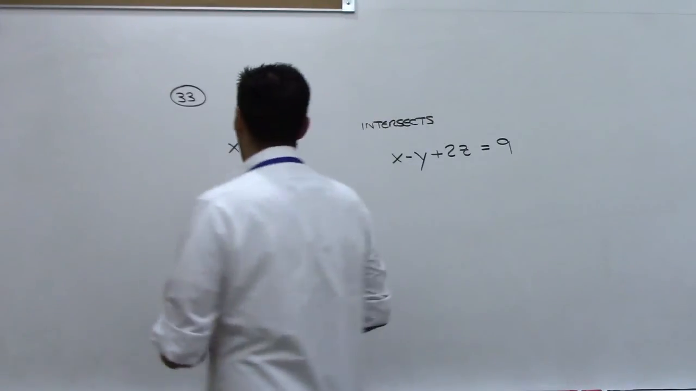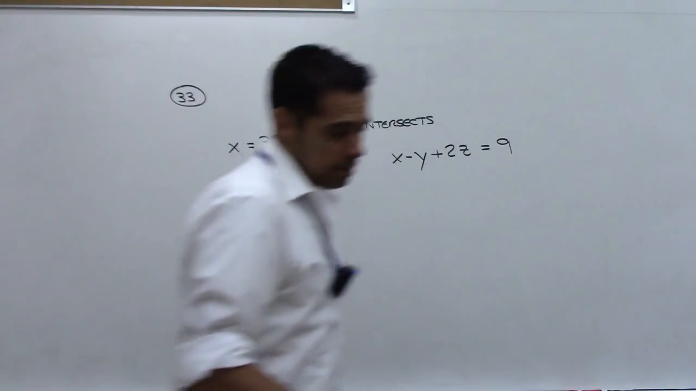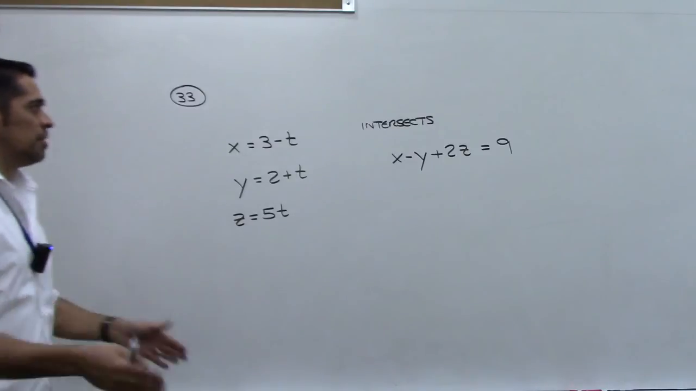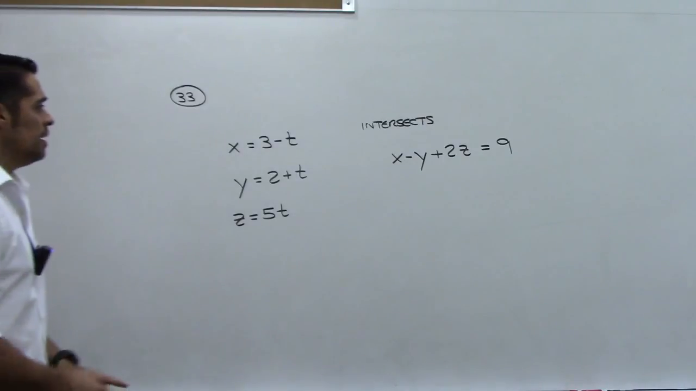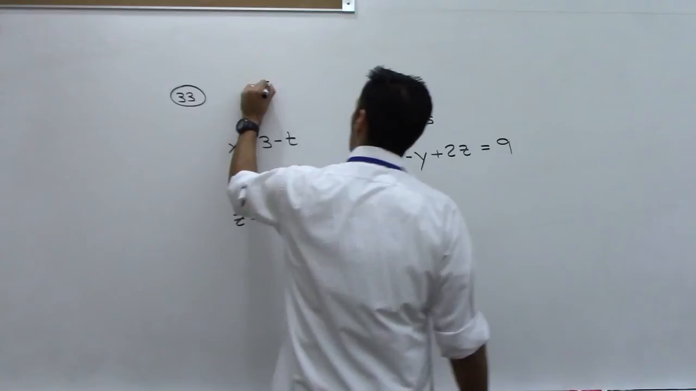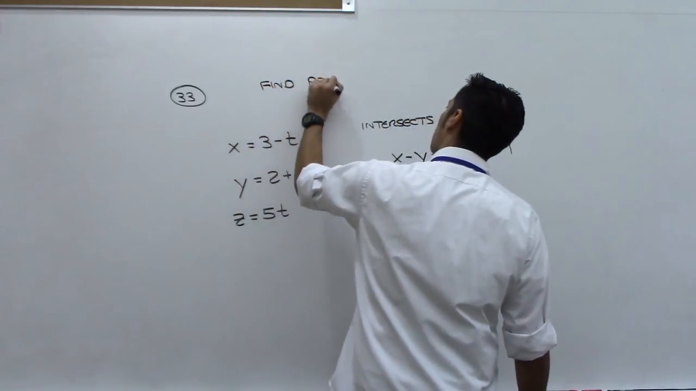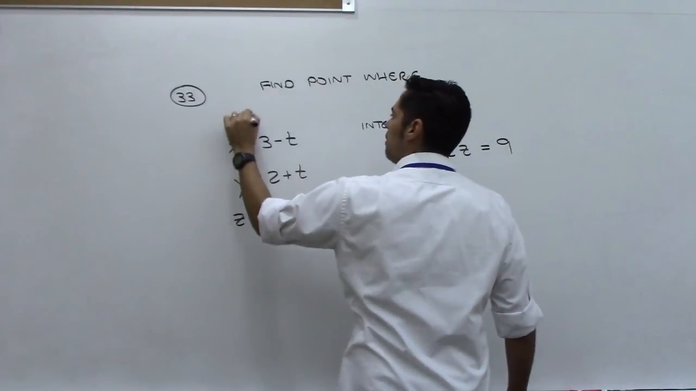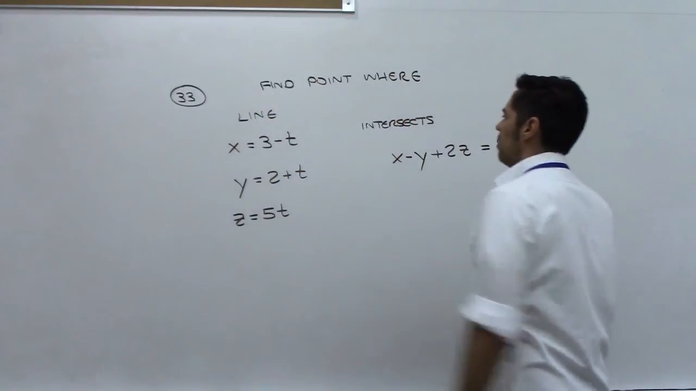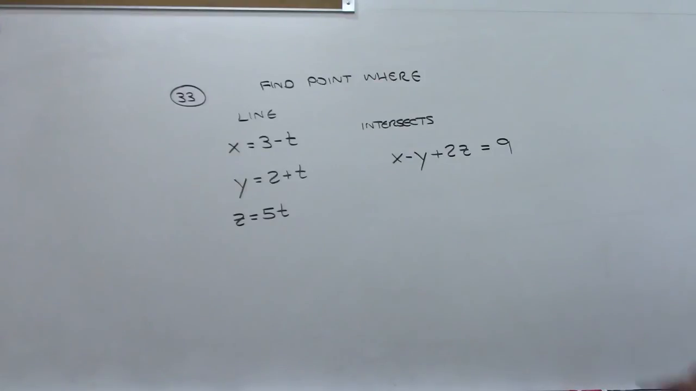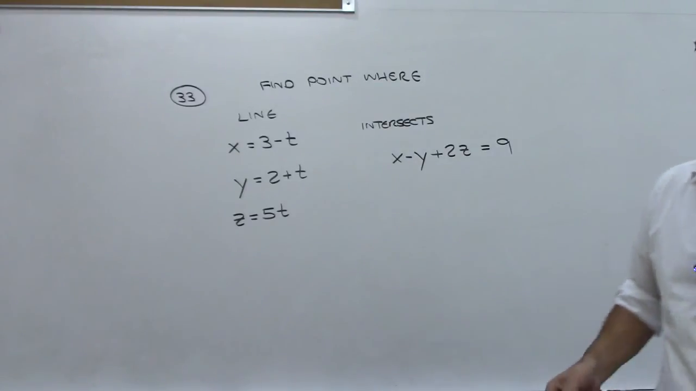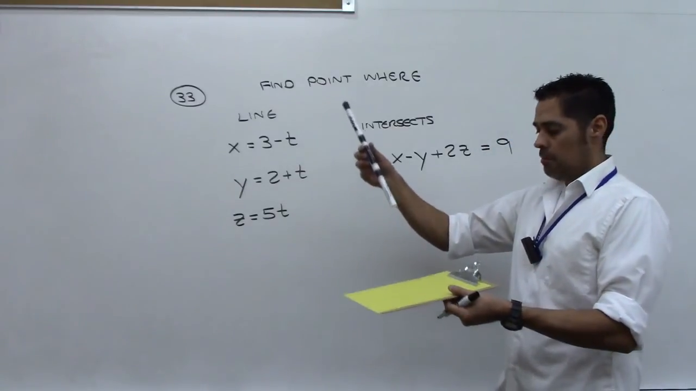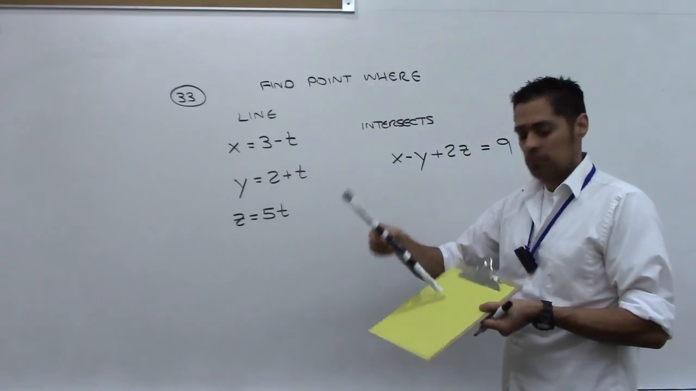So this is the first problem since number 21 all the way to 32. You're trying to find the equation of plane, equation of plane, equation of plane. This one's totally different. This one is saying find the point where this line right here intersects this plane. So you have a plane, you have a line. Where do they hit each other? Where's that point?